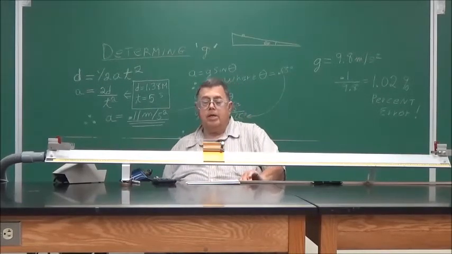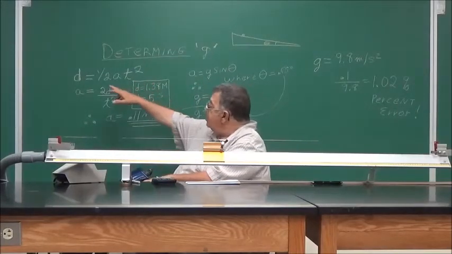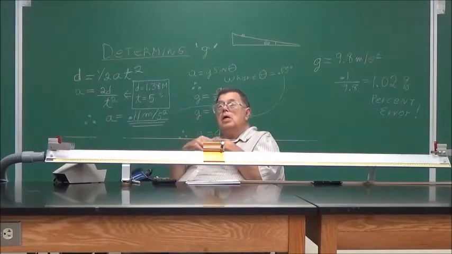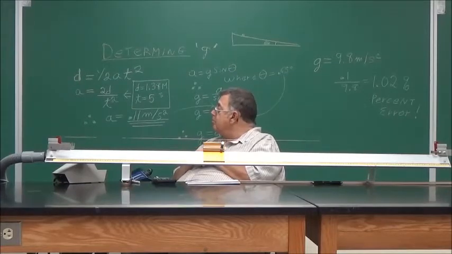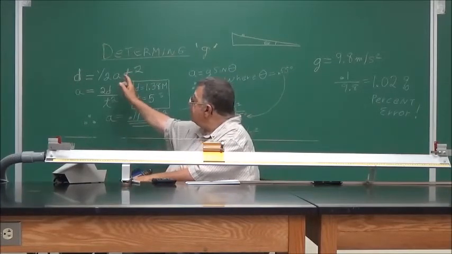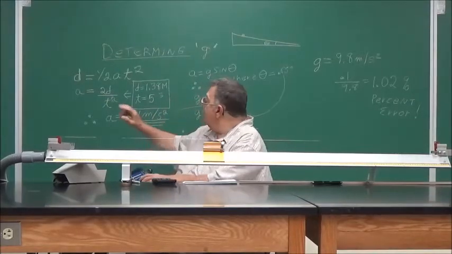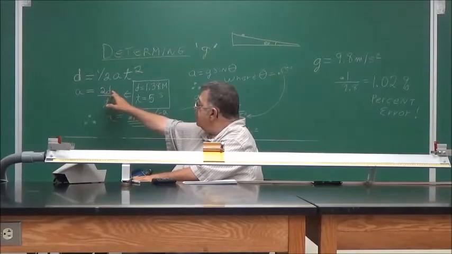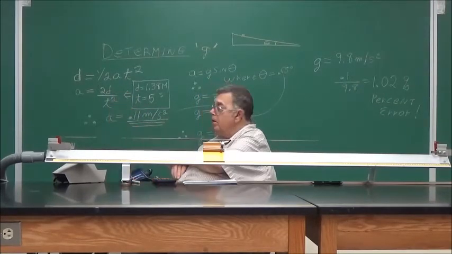Now the formula that is behind me is distance equals 1/2 a t squared. That is a general formula that you have been learning about in the course. If we rearrange this to solve for acceleration, we come out with a equals twice the distance divided by the time squared.